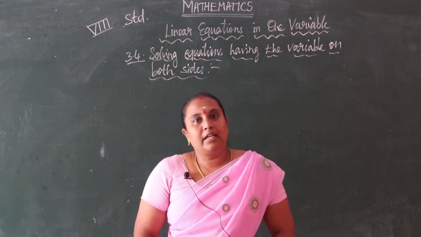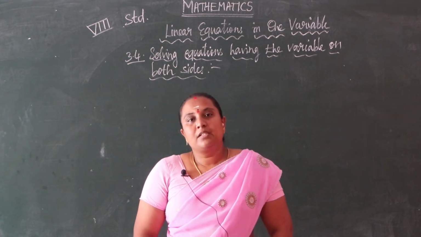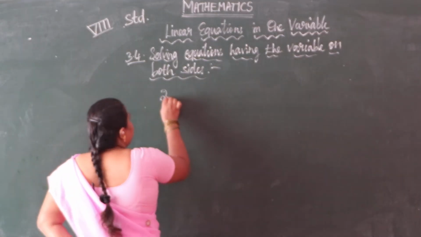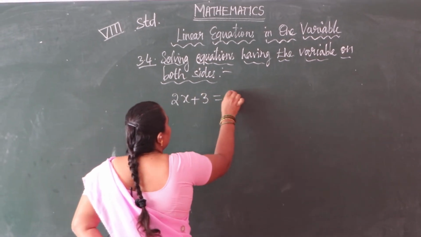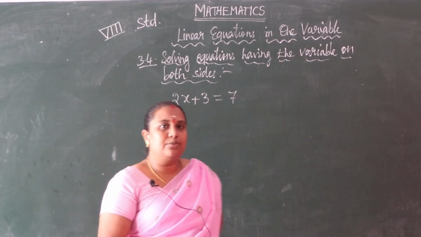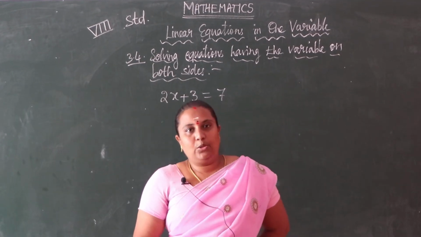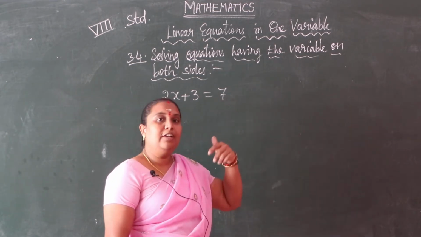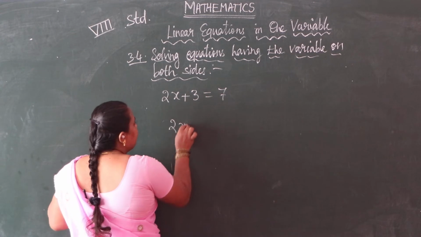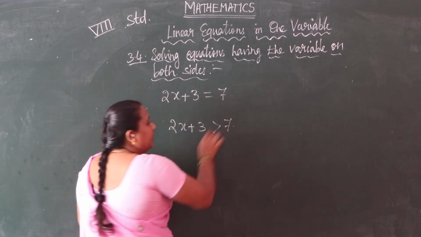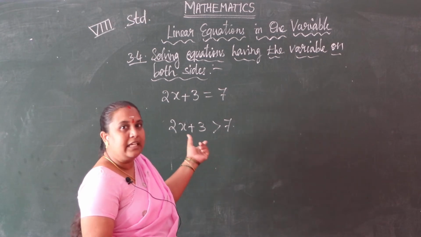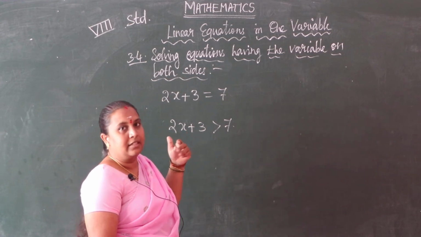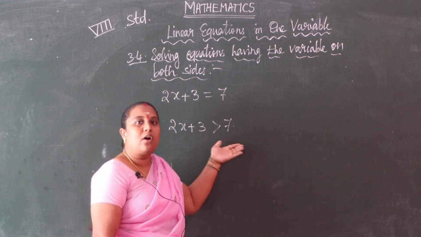Those expressions include variables. Okay, so I'll give one example for you children, that is 2x plus 3 equals 7. So this is an equation. Why? Because it has an equality sign. If we have 2x plus 3 is greater than 7, is it an equation? No. Because in this there is no equality sign. So we can't say this is an equation.